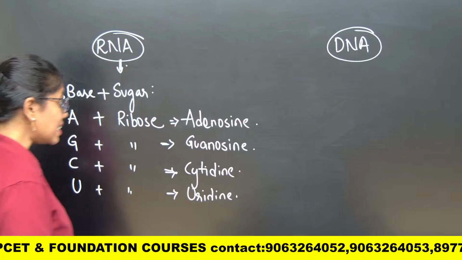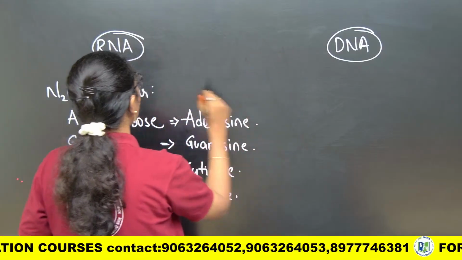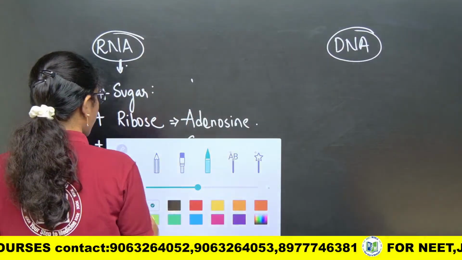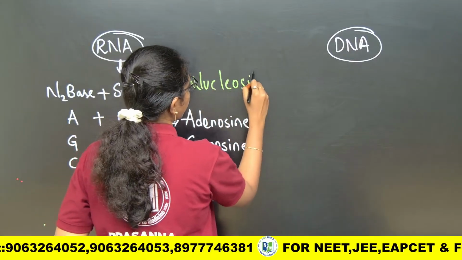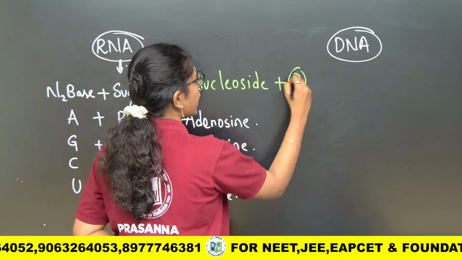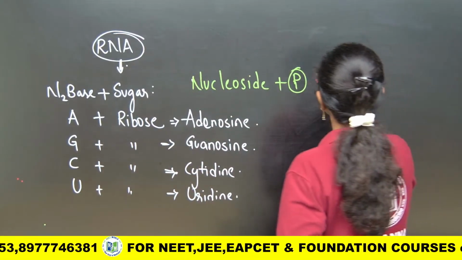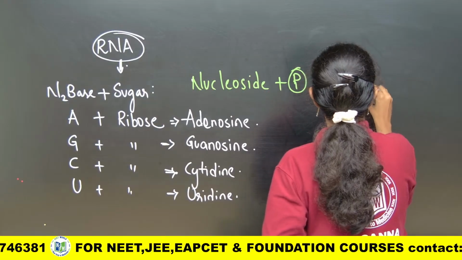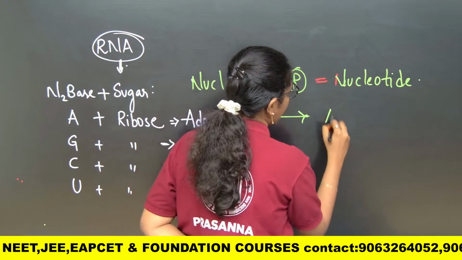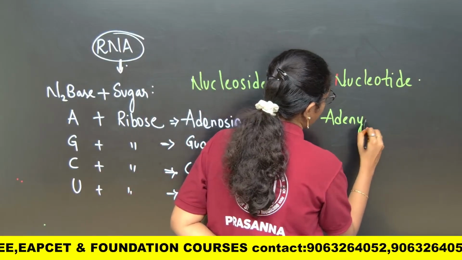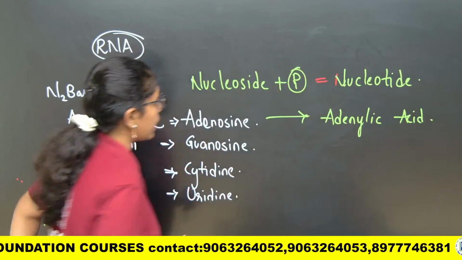Clear? So this along with what? This is a nucleoside. What is a nucleotide? Nucleotide is nothing but nucleoside along with phosphate group. Okay, nucleoside along with phosphate group will give you what? Nucleotide. As such, what do you get here? Adenylic acid. Adenylic acid. So here you can take it down.